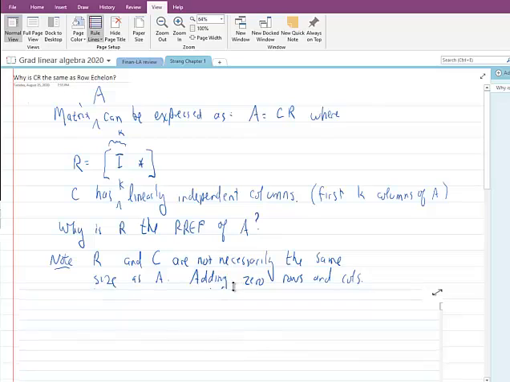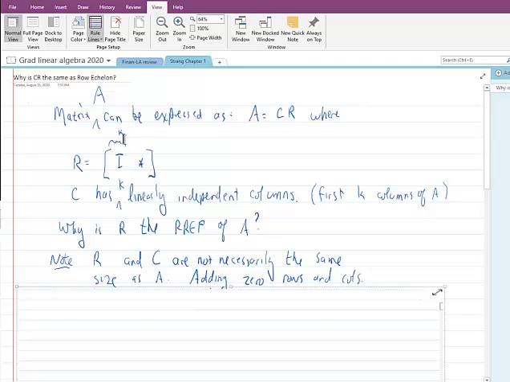Now note for one thing, R and C are not necessarily the same size as A. Here, in this case we have k columns, these are k linearly independent columns, and that means that R has k linearly independent rows. You can see the rows of R are linearly independent. That's what the I matrix does. There's no way to make any combination of these rows and get 0, because the identity matrix has ones in separate columns. There's no way to zero out all of the columns.